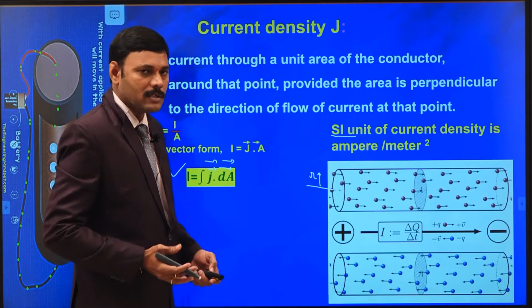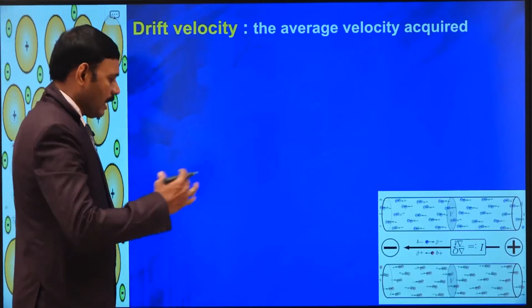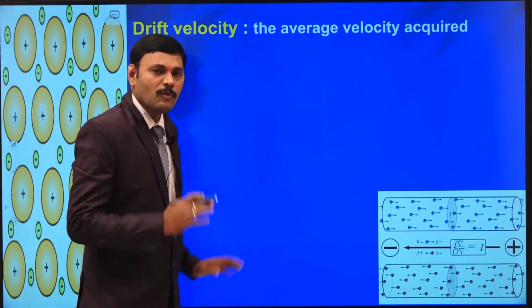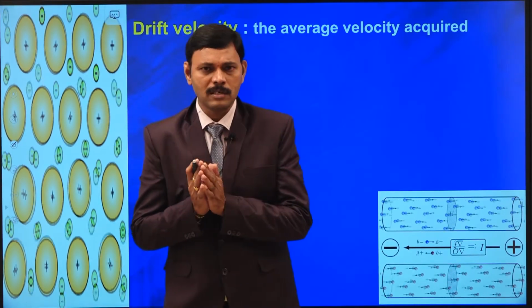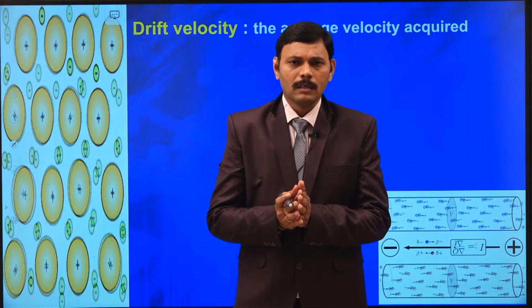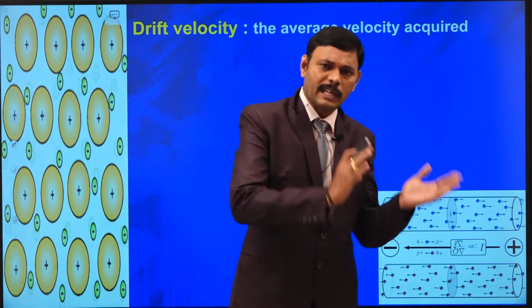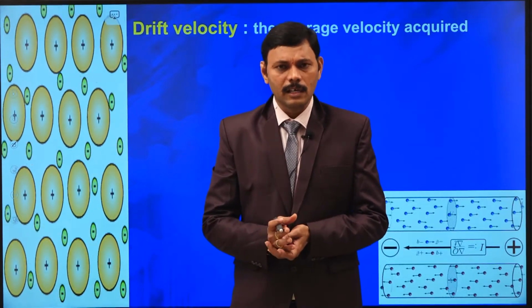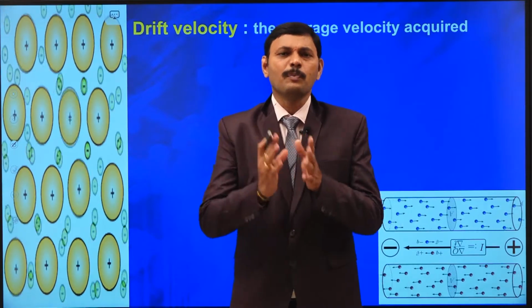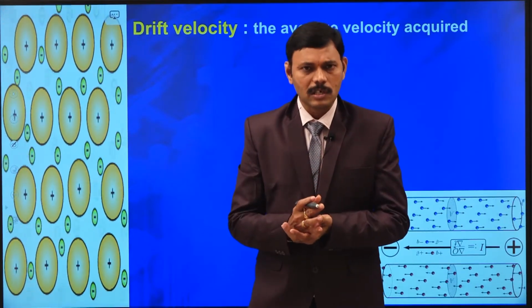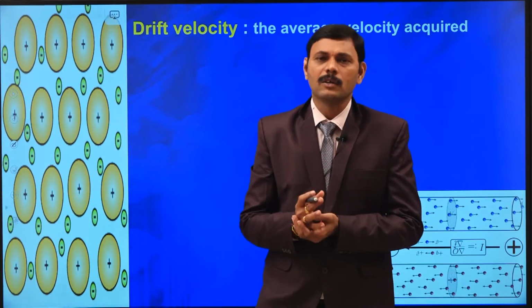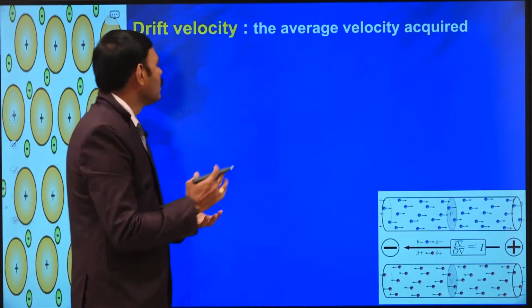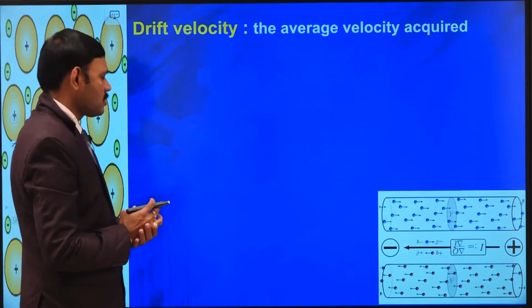Current per unit area is current density. So let us move on to drift velocity. This is the third topic. So far we described two points. One is current. The flow of charge in unit time is current. Then we defined current density. The current per unit area is current density when area is perpendicular to the direction of flow of current. Next one is the very important one, that is drift velocity.